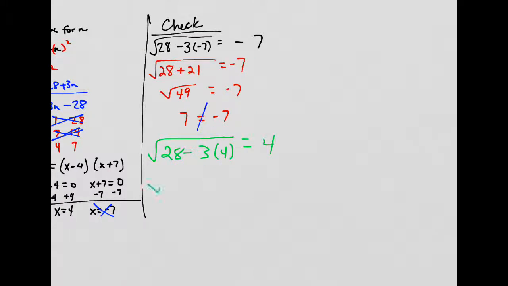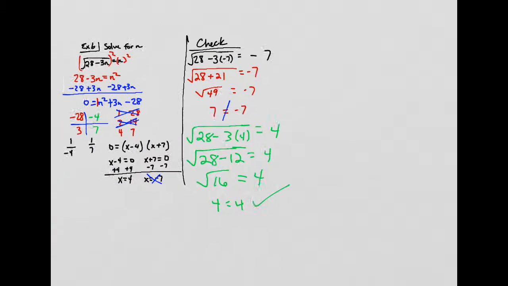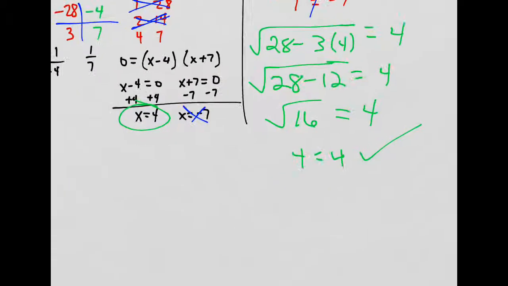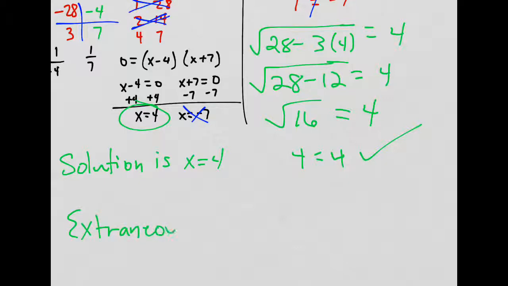We check the 4, so that's the square root of 28 minus 12 is equal to 4. The square root of 16 is equal to 4. And that is true. So, my solution is x equals 4, and the extraneous solution is x equals negative 7.